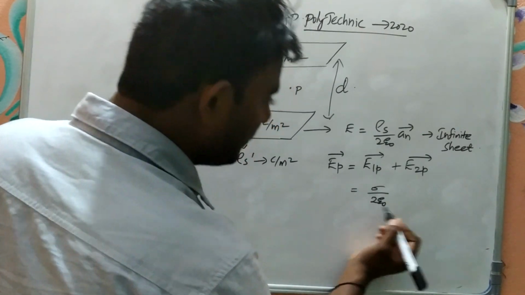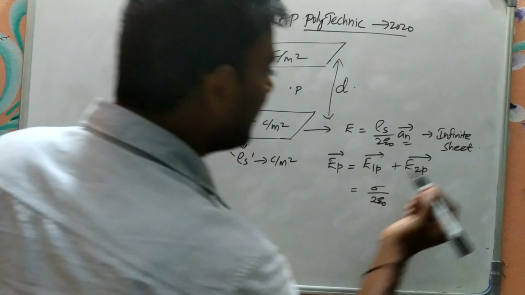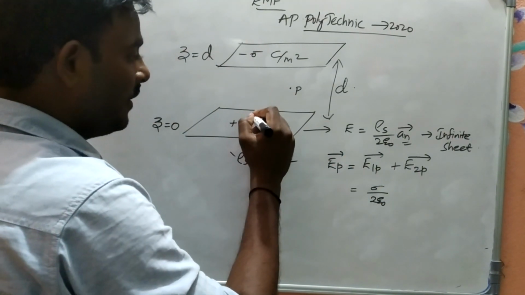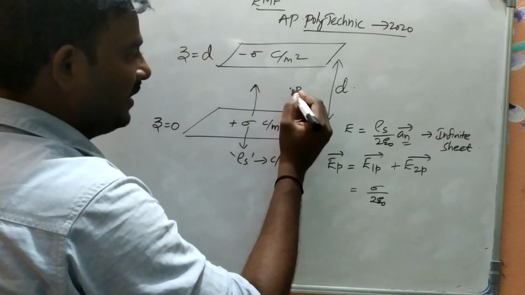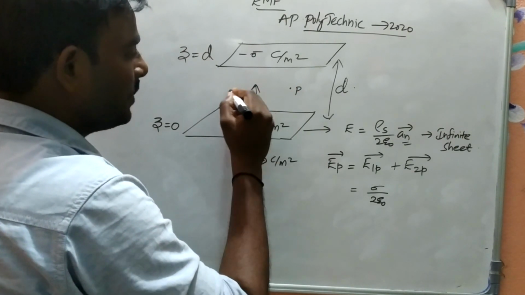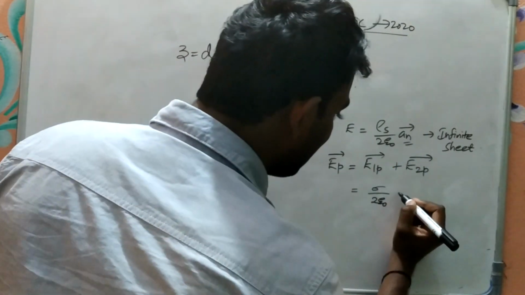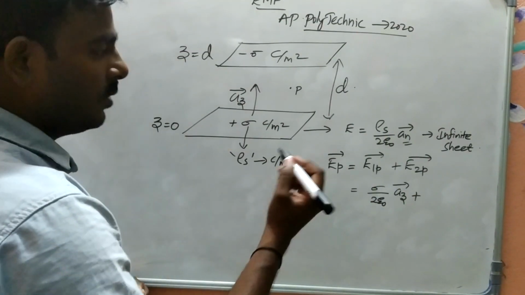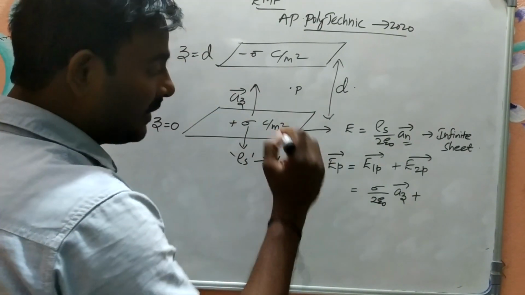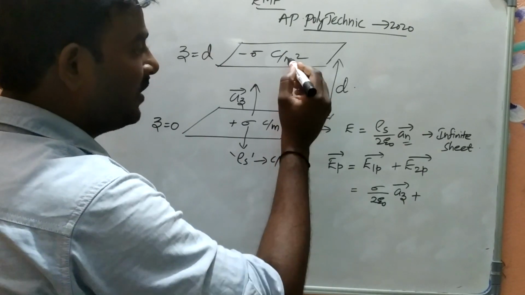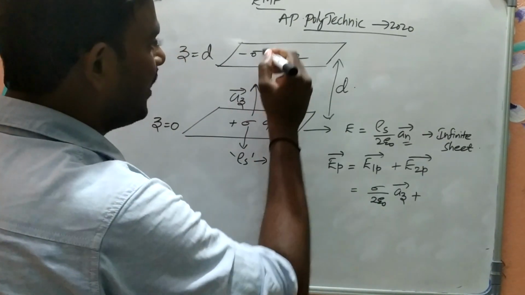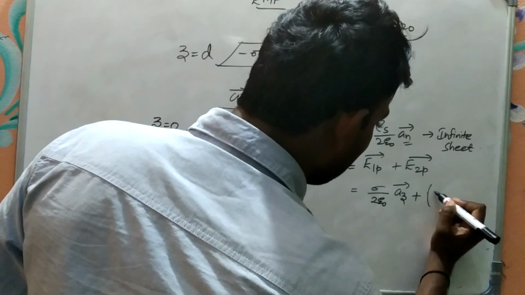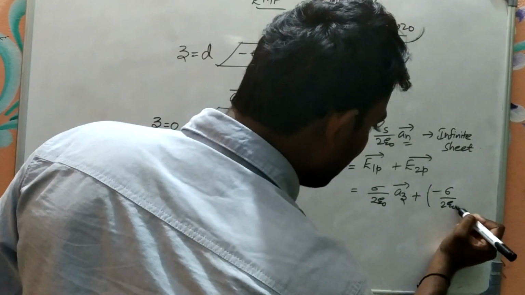So sigma by 2 epsilon naught an bar, where an bar is nothing but a unit normal vector, a perpendicular unit vector for this sheet. The perpendicular unit vector for this sheet up to the point of interest is plus az bar. So in place of an bar, I can take az bar. Similarly, what is E2 P bar? It is nothing but the electric field intensity at the same point P due to the second sheet. So what is the ρs for the second sheet? It is minus sigma. Hence, it can be taken as minus sigma by 2 epsilon naught.